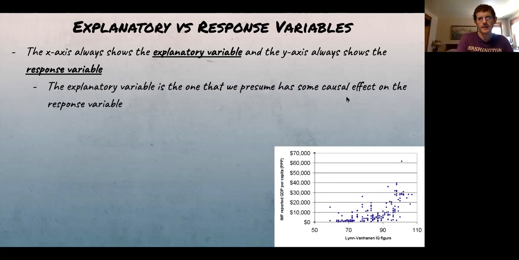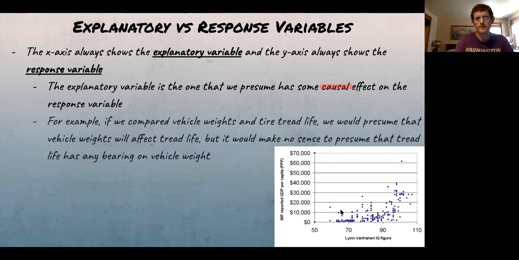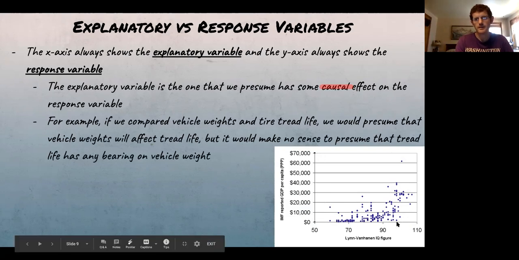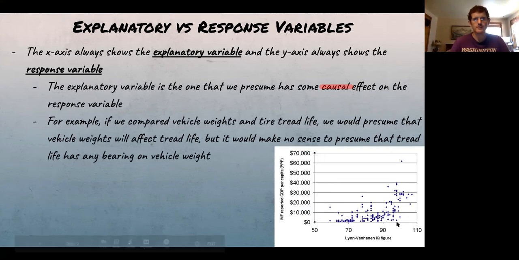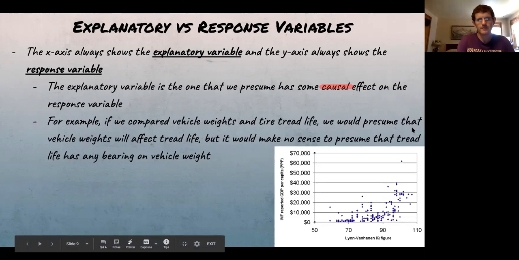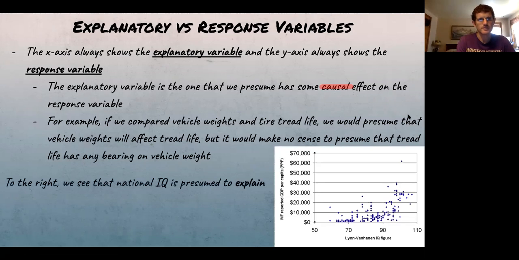Now, that cause, it's important to point that out. We'll talk about cause because we have to be very careful with that idea. But still, the response should be dependent on the explanatory variable. So if we're talking about vehicle weights, if we were thinking one thing causes another, we would probably presume that vehicle weights will affect tread life, but tread life doesn't have any bearing on the vehicle weight. That doesn't cause a vehicle's weight. Again, be careful with cause, but you get the idea of how we treat explanatory and response.